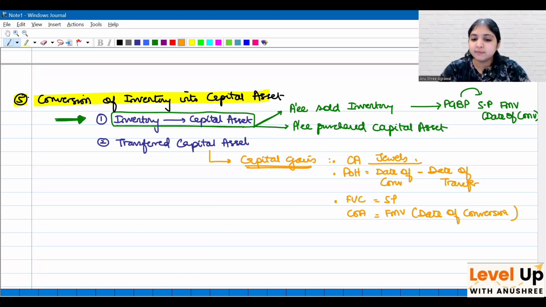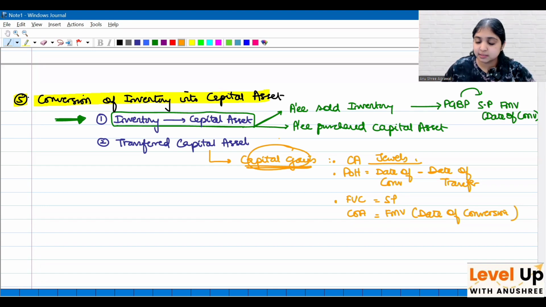So when you sell the inventory, which head of income will be involved? When you sell the inventory, PGBP will be involved. In reality, you did not sell, but had you sold, you would have sold at the FMV value. When you purchase the capital asset, no head will be involved. Only when you transfer the capital asset will capital gains be involved.